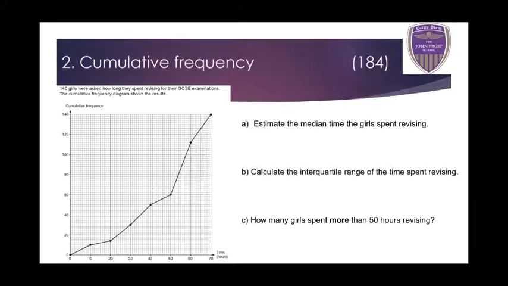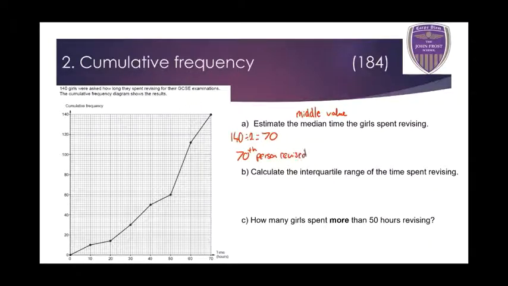So we've got 3 questions here. Estimate the median time the girls spent revising. So what we're trying to find is our middle value. The median time, the middle value. If there's 140 girls, what's the middle value of 140? Well, we just do 140 divided by 2 equals 70. So we're trying to find how long the 70th person or girl revised for.